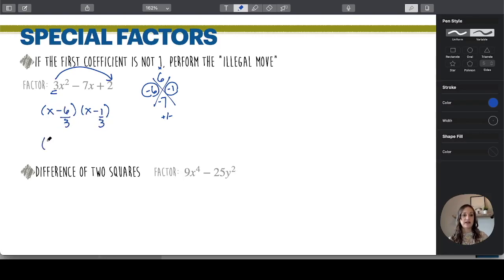6 divided by 3 is 2. This does not simplify, and so I'm going to bring the 3 to the front of the x, and that will be the way you would completely factor when the coefficient is not 1 in the front. We've also discussed the difference of squares, which we have talked about in the past.